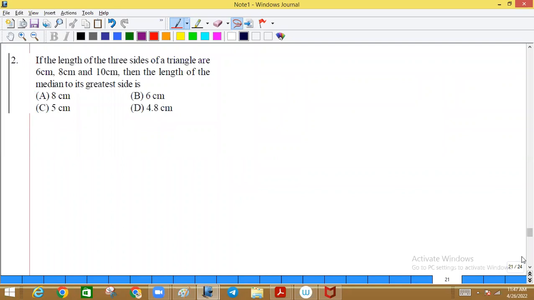If the length of three sides of a triangle are 6, 8, and 10 centimeters, the moment you look at 6, 8, and 10, what kind of a triangle is it? It is a right angle triangle. So right angle triangle, then find the length of the median to its greatest side. For a right angle triangle, this is 6, 8, and 10.